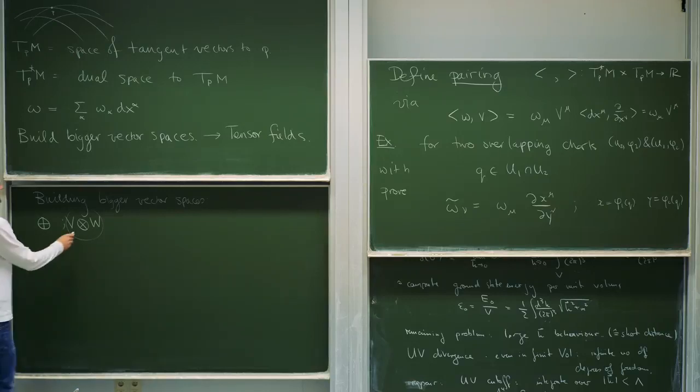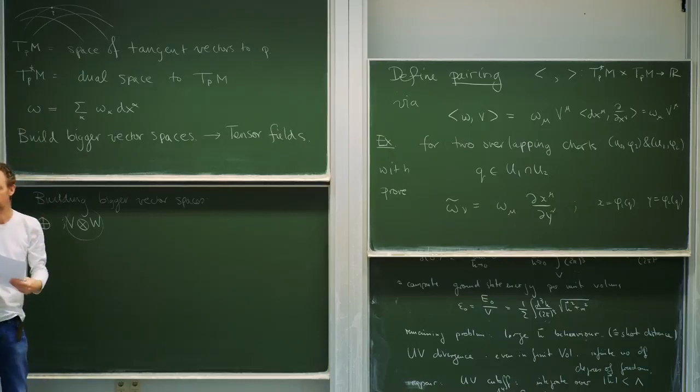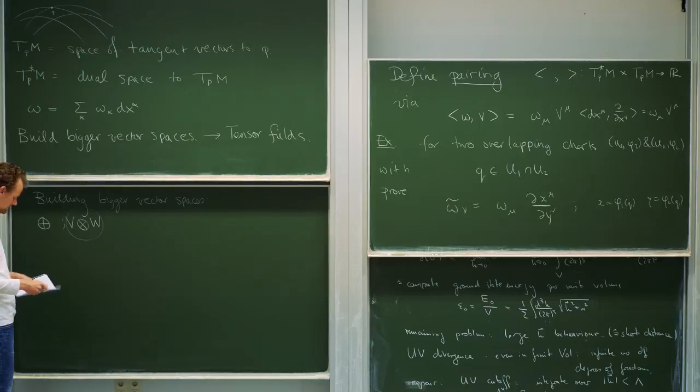So what can we build using the vector spaces that we have available to us via the tensor product symbol? Well, we can build any number of copies of TpM tensored with each other, also tensored with a number of copies of Tp star M. That is the set of vector spaces we could build with the tensor product symbol.